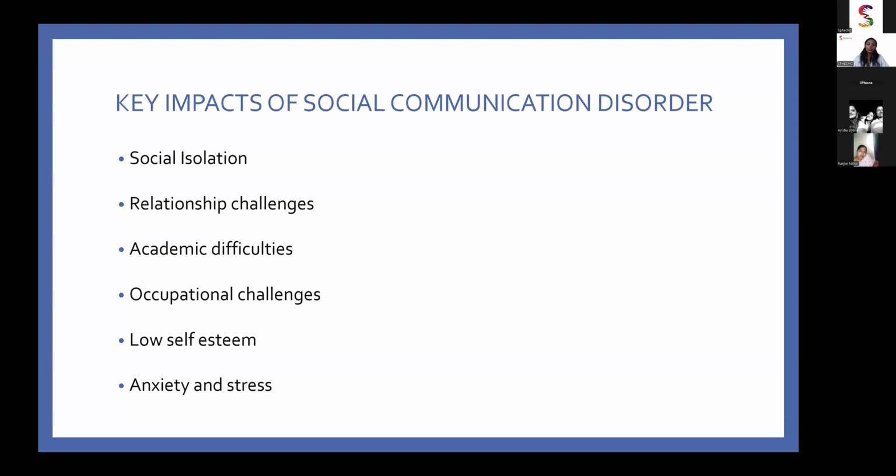Another thing is academic difficulties. Now, why academic difficulties? Because we know in a classroom setting we will have some sort of a group discussion or a project that you have to complete together. So in all these areas, these children do not know how to involve themselves in a group, they do not know how to start the conversation, they do not know how to get in between. All these things happen. Thus, they will have these academic difficulties.